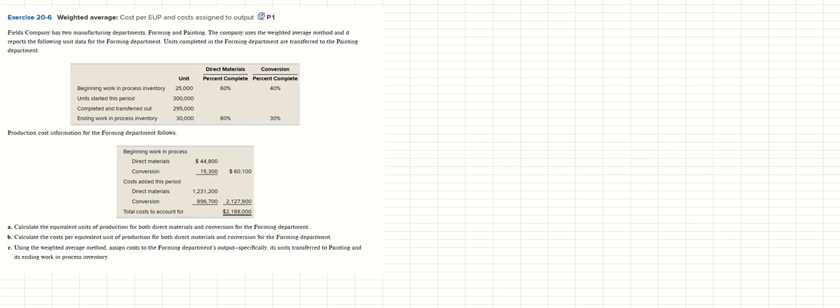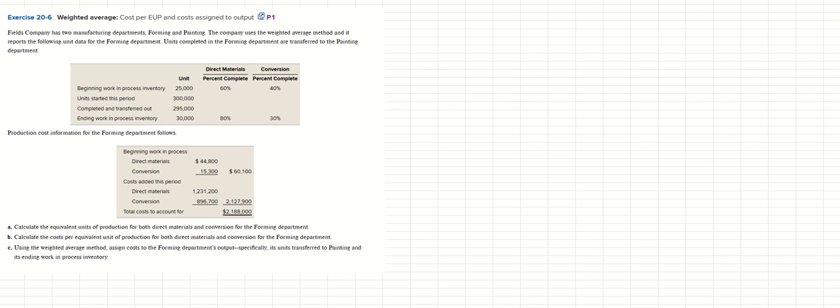This is chapter 20, practice problem number 2, specifically exercise 20-6, where I will be using the weighted average method to determine the cost per equivalent units of production. So that's EUP, and the cost assigned to output. This looks like a company that has two manufacturing departments, the forming department and the painting department.